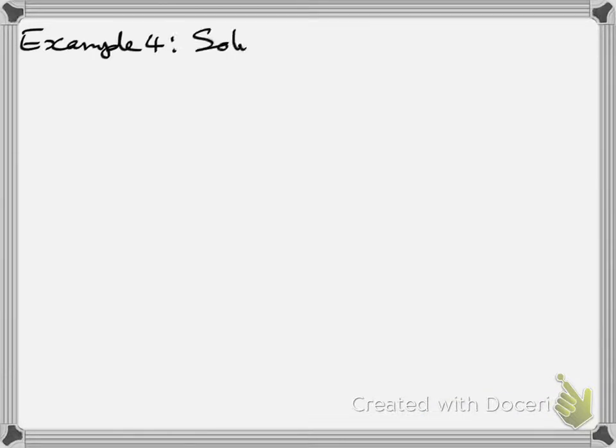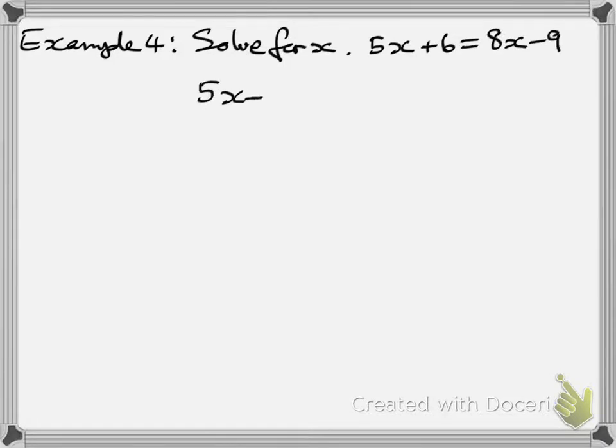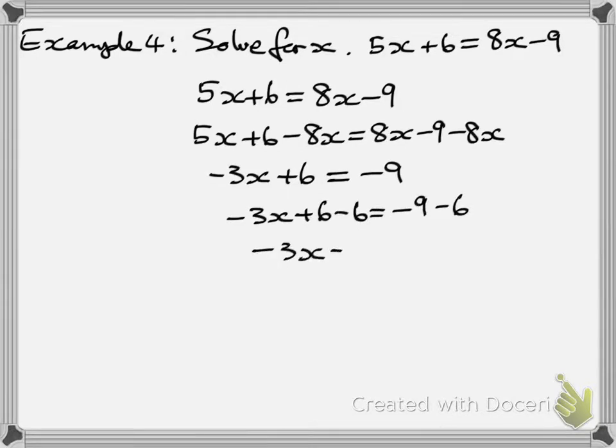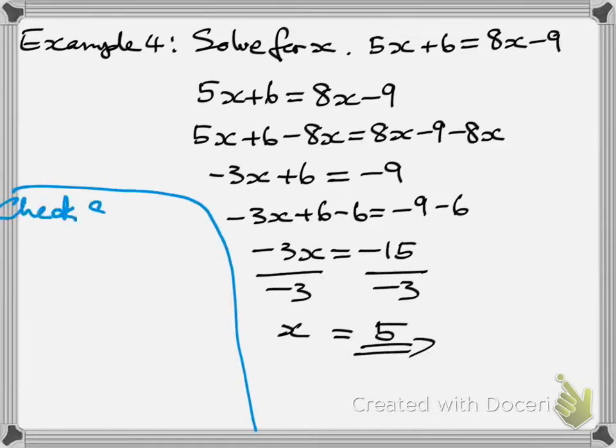Moving on to example number 4. Again, you are given solve for x, where you are given 5x plus 6 is equals to 8x minus 9. So you want to eliminate x from the right hand side. You subtract 8x from both sides. You simplify, and then you subtract 6 from both sides. You remain with 3 minus 3x is equals to minus 15. Divide both sides by negative 15. Your x will be equals to 5.